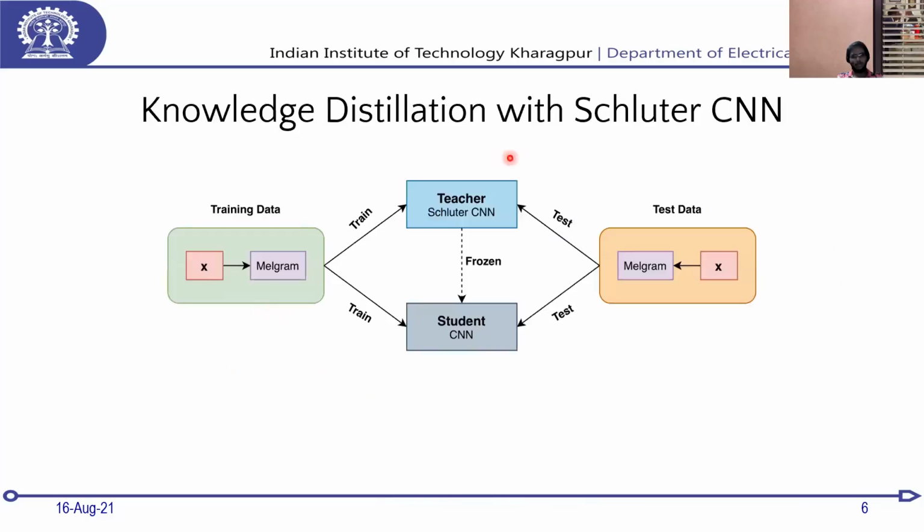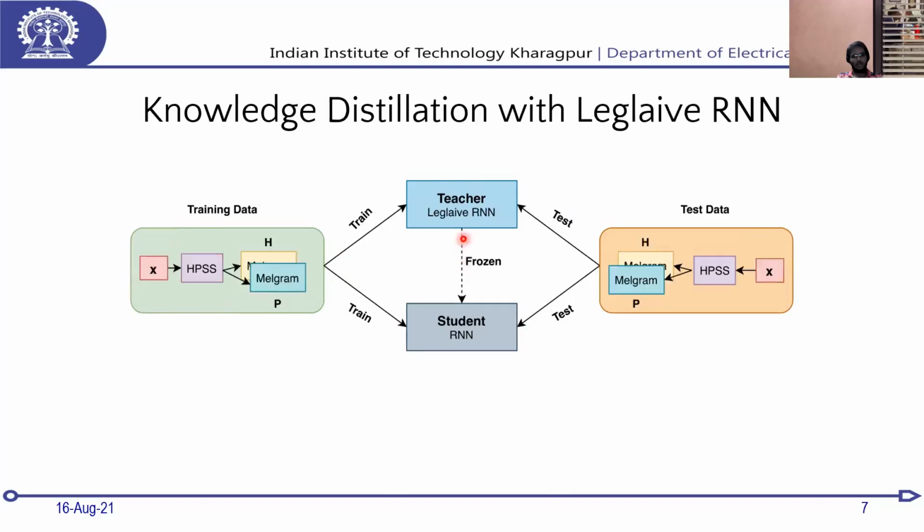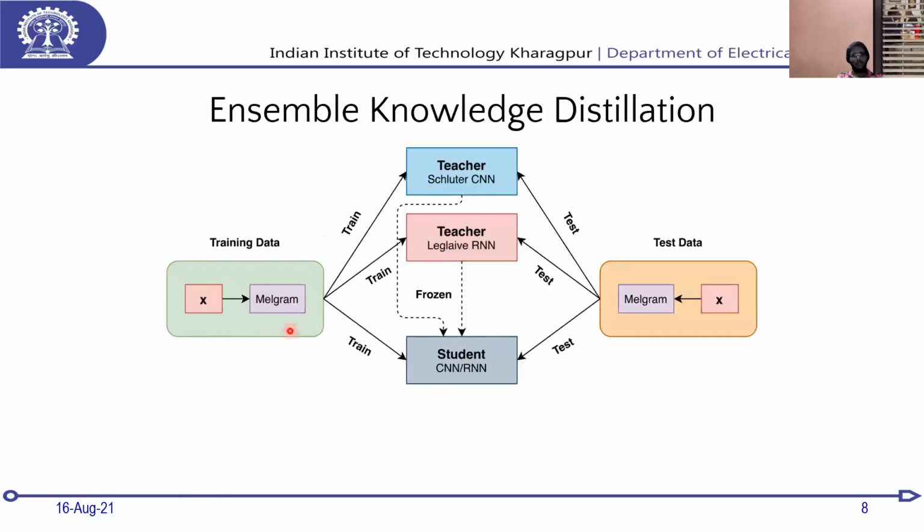To perform knowledge distillation with Schlüter CNN, we initially train a Schlüter CNN with the mel spectrograms, then its weights are frozen, and then a smaller student model is used with the original data as well as supervision from the original Schlüter CNN. The same scenario is repeated with the Leglaive RNN. Here only the data changes: in place of the usual mel spectrograms, we have mel spectrograms of harmonic and percussive components.